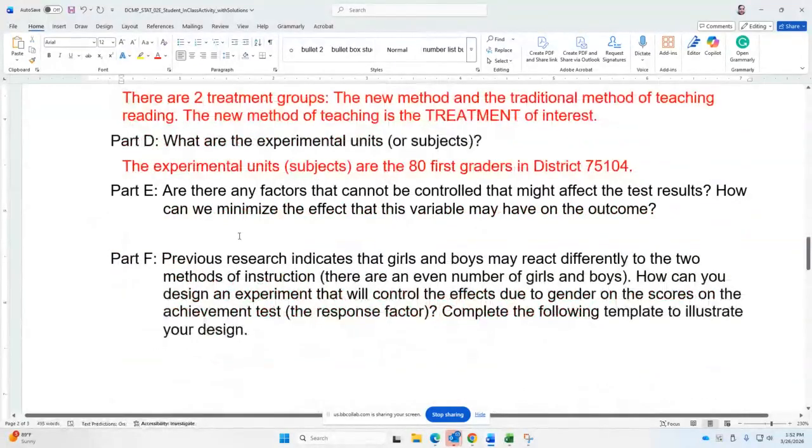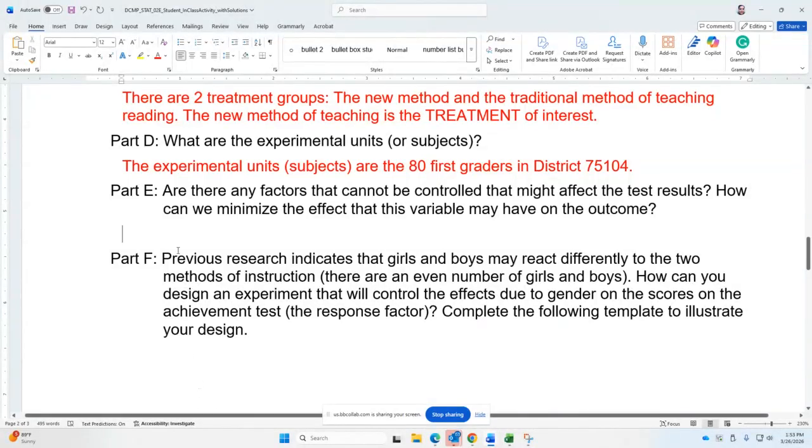Are there any factors that cannot be controlled that might affect the results? Let's think about this. Are there any factors that cannot be controlled that might affect the test results? So what else could affect the test results? I can minimize the effects. How can we minimize those effects that this variable may have on the outcome?